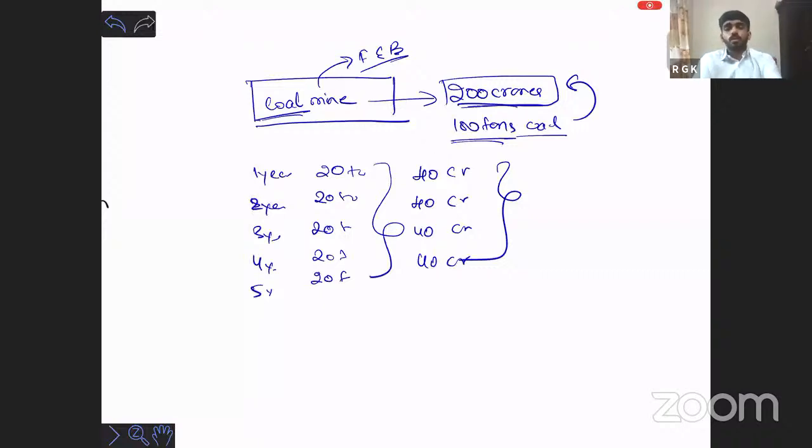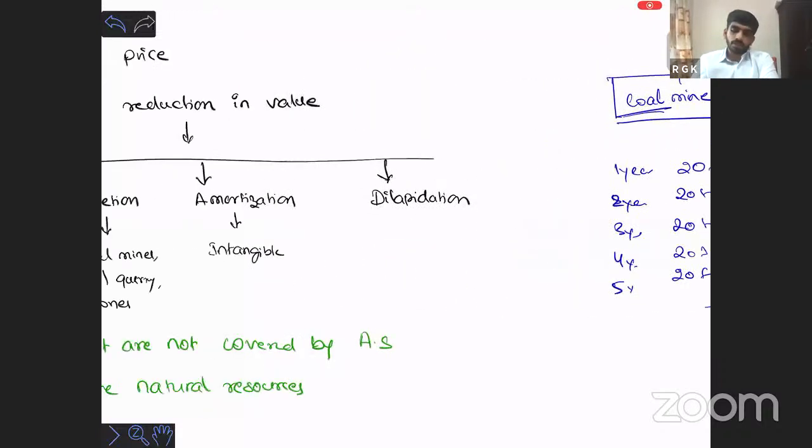Is that clear for you? Yes, for the fifth year also, 40 crore. So this is depletion. Depreciation, depletion, all are the same. It is just that in different contexts you will be using different words, but as such all are the same. Next one.